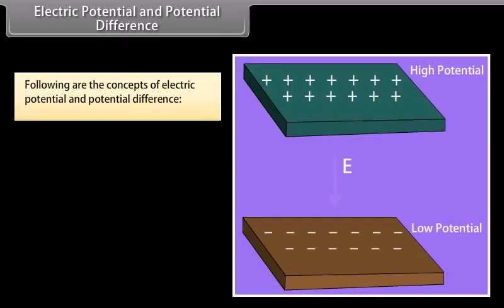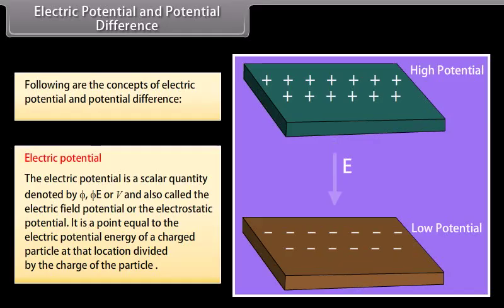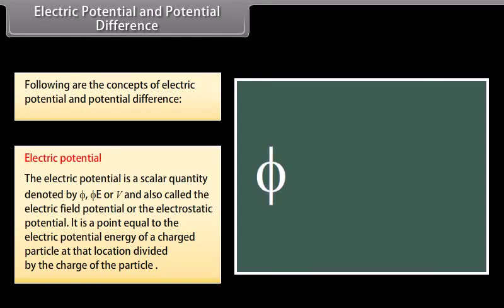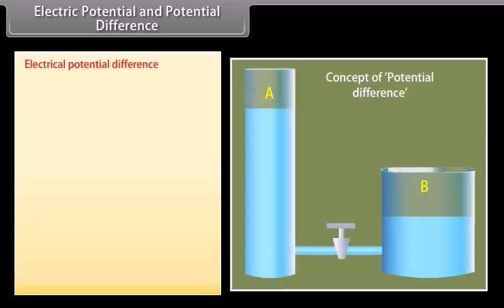Electric potential and potential difference. Let us look at the concepts of electric potential and potential difference. Electric potential is a scalar quantity denoted by E or V. It is a point equal to the electric potential energy of a charged particle at the location divided by the charge of the particle.